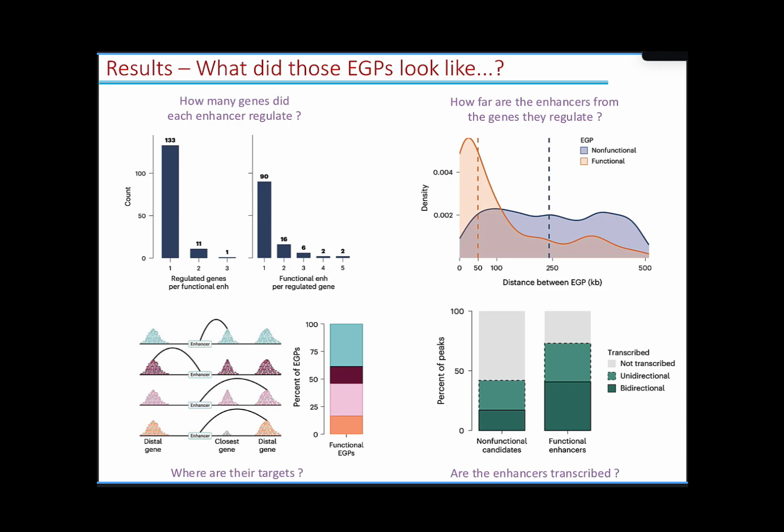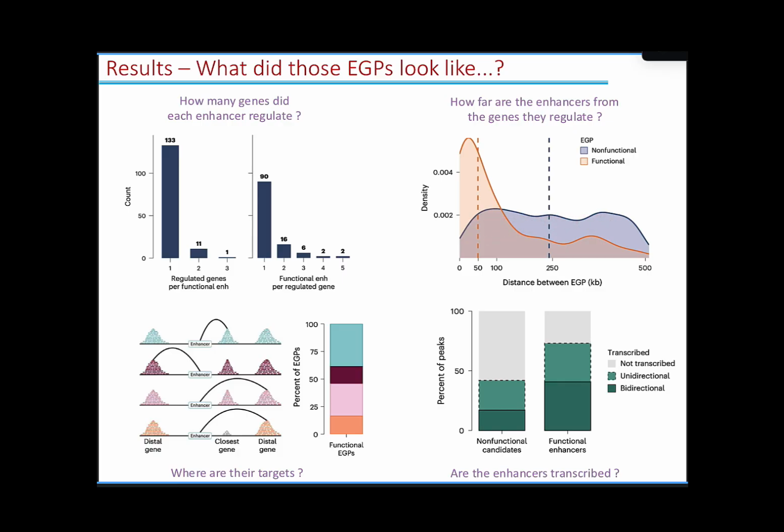In terms of the distance, you guys got that right. In terms of the distance, most of the EGPs were between an enhancer and a gene that was within 50 kb in distance. As the distance got more than 100 kb, that dropped significantly. So typically enhancers weren't targeting genes that were past 100 kb. That may not have been all that surprising.